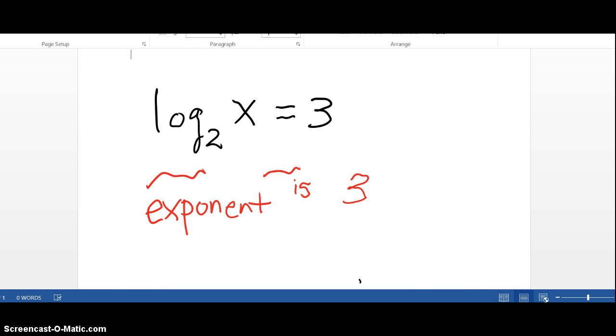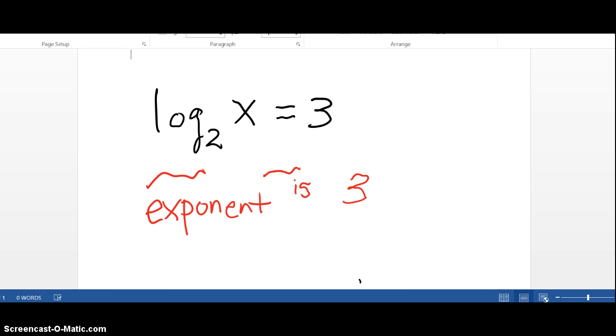So log means exponent. Now, the equal sign means is. So when I see a logarithmic equation, I first want to come up with the English words that will help me transform it from a log equation to an exponential equation. When I look at the word log, in my mind I'm thinking exponent. When I see the equal sign, in my mind I'm thinking the word is. So in this equation, log base 2 of x is equal to 3, I'm thinking the exponent is 3. What is the base? 2.